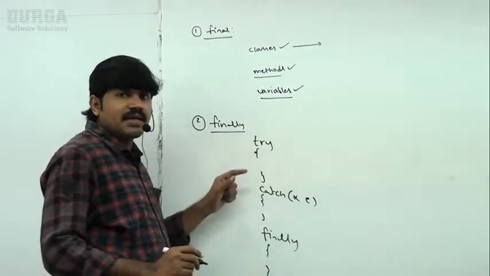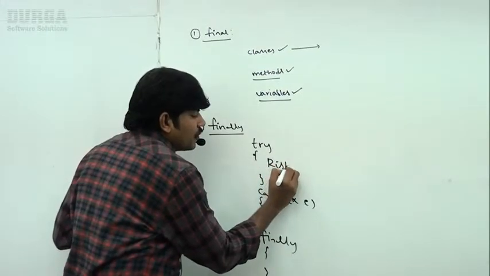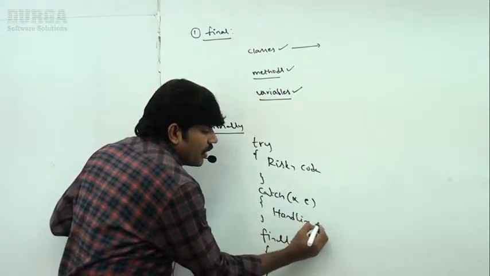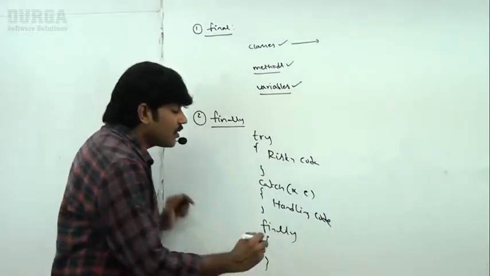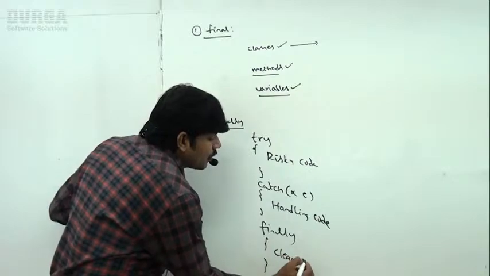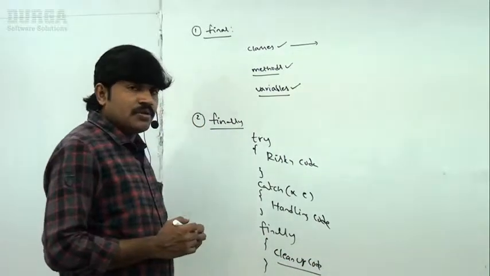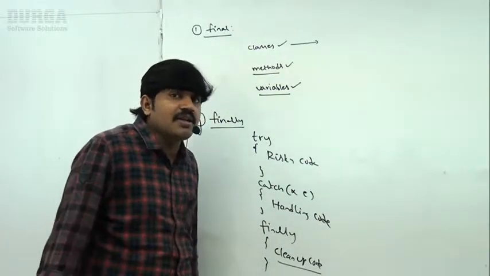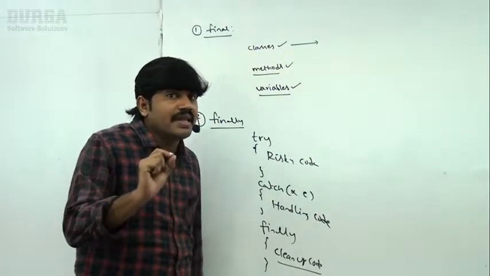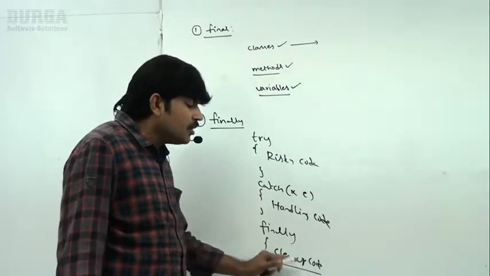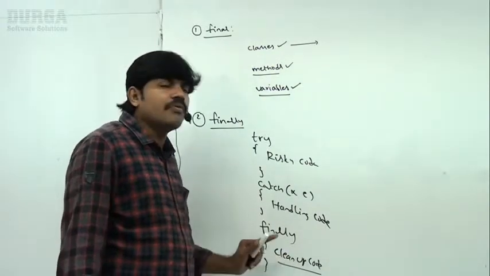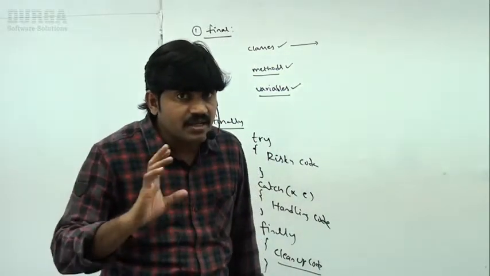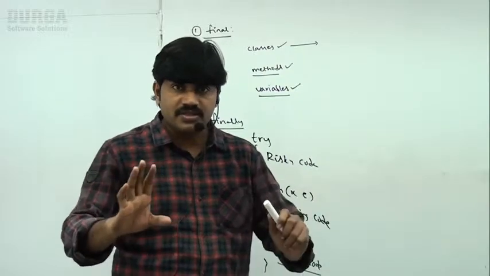Inside try we have to take risky code. Inside the catch block we have to take handling code. Inside the finally block we have to write cleanup code, resource deallocation code. So the main purpose of the finally block is to maintain cleanup code and resource deallocation code.